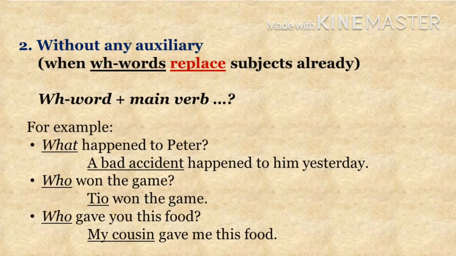Now let's see some examples. Example 1. What happened to Peter? A bad accident happened to him yesterday. Who won the game? Theo won the game. Who gave you this food? My cousin gave me this food. So those are the examples of a WH question without using any auxiliary.